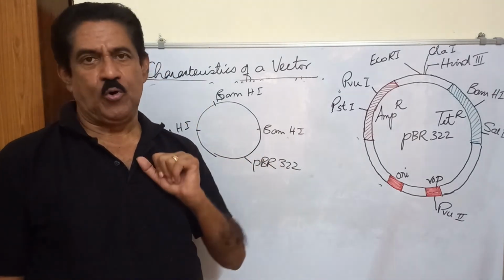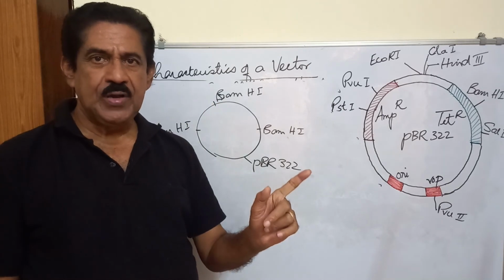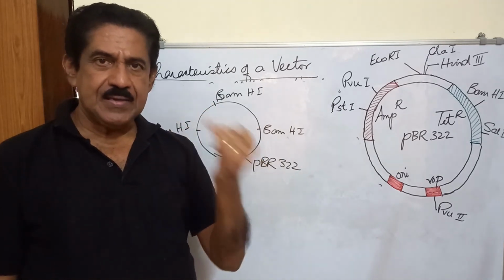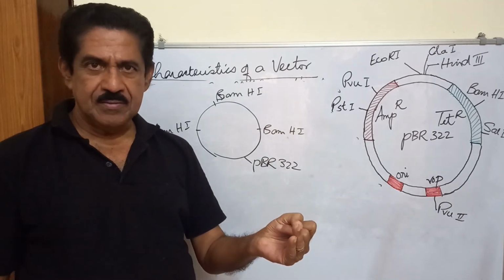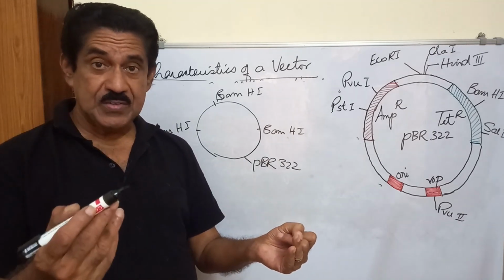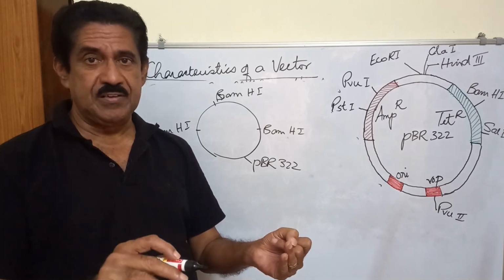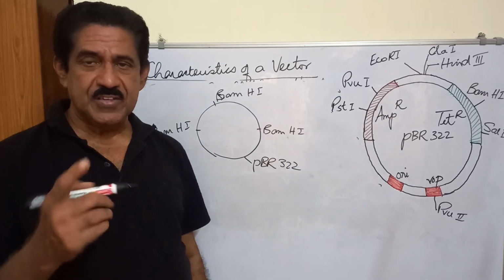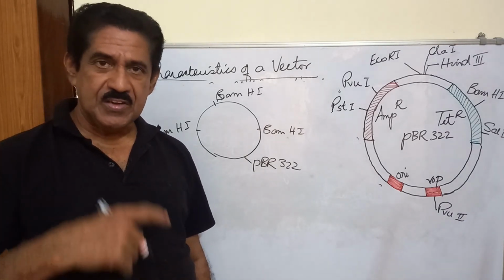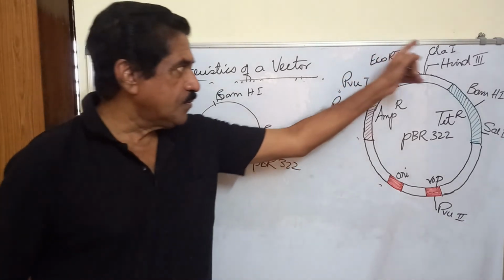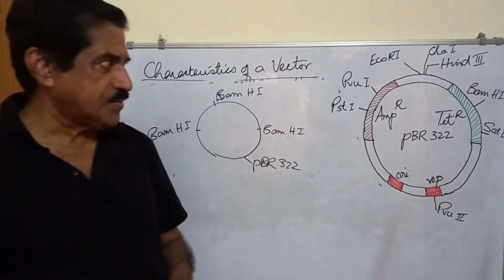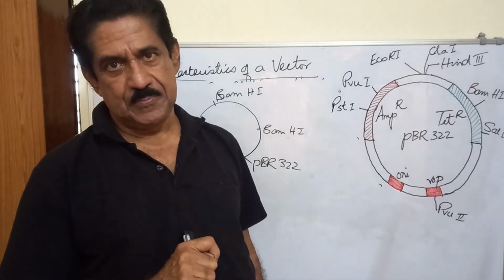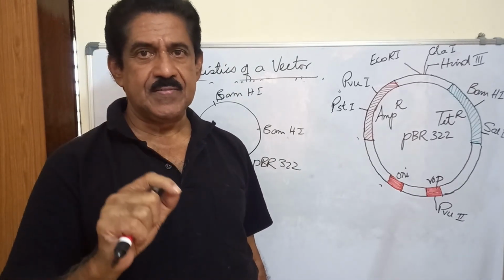I'll repeat once more. A vector should have an origin of replication; number two, selectable markers for transformation, which are used to select bacteria which contain the foreign gene; and number three, several cloning sites or restriction sites for several restriction endonucleases, but one enzyme should have only one site. These are the three characteristics of a vector.